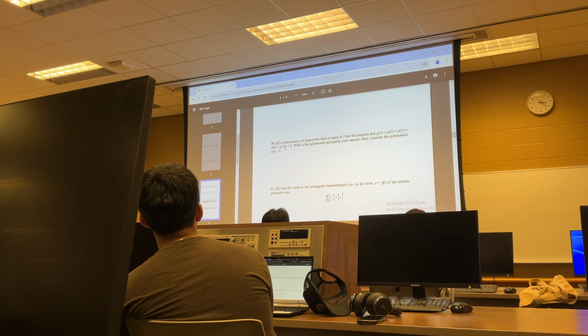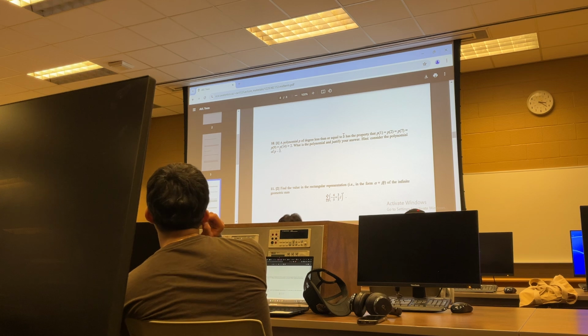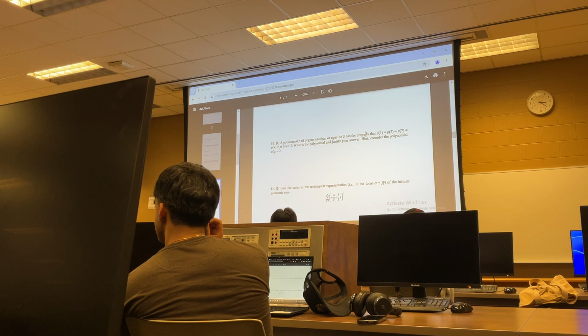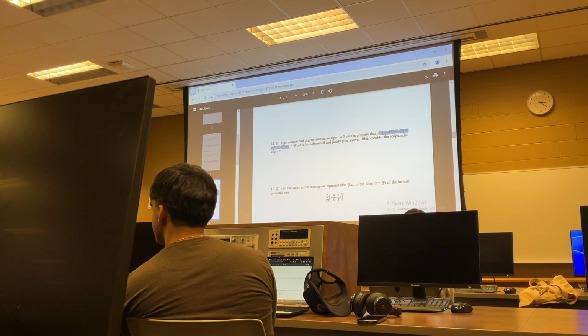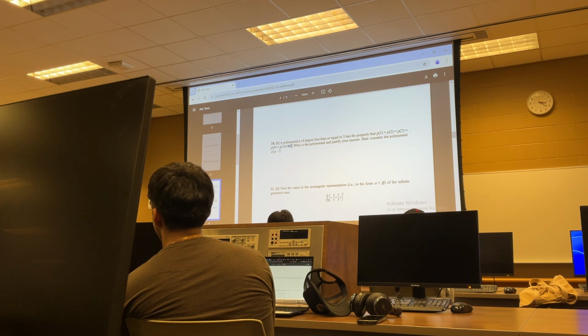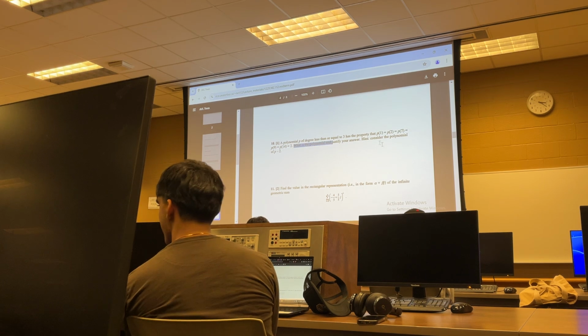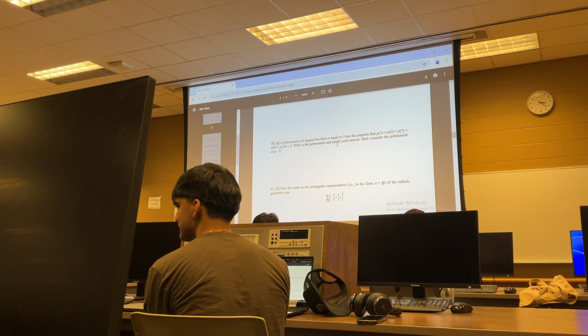So in this case, it's a polynomial of degree less than or equal to 2. This is important to remember. And it has a property that at 5 different points, its value is the same, which is equal to 2. Okay? And then what polynomial is this? And then in this case, it says justify your answer.